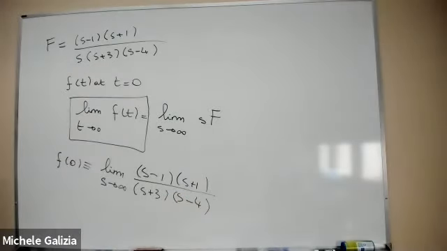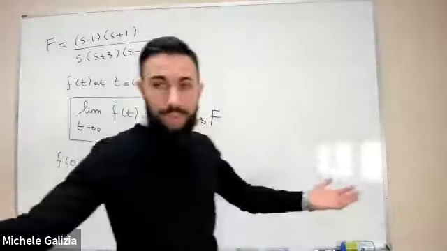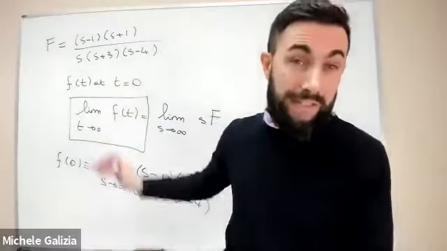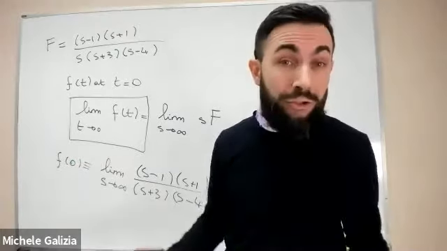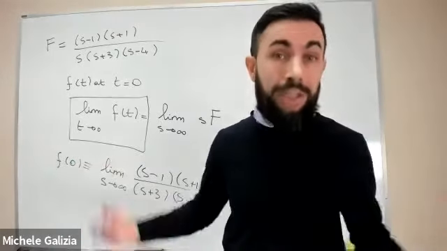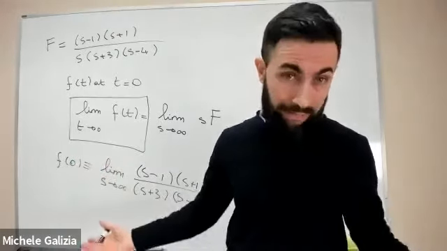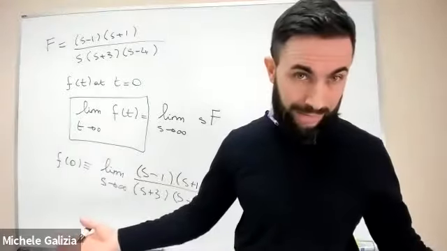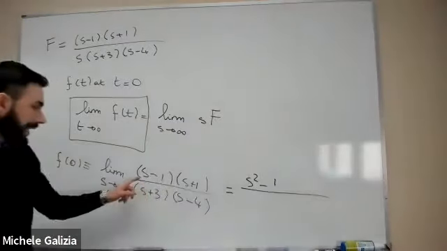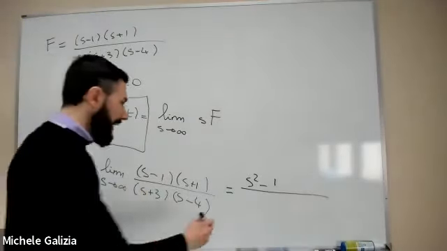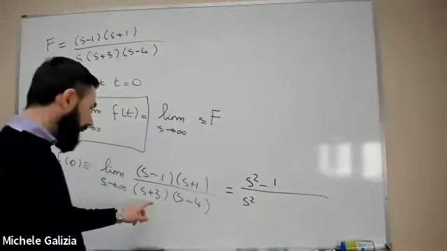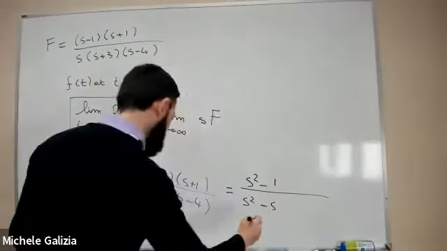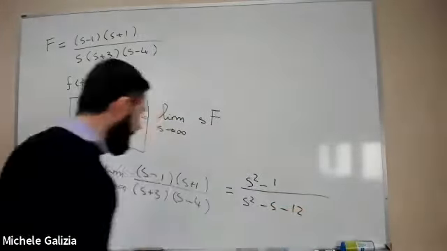Makes sense for everyone? Yes. So simply, this is what engineers have to do. This is what engineers are for. Engineers are to simplify problems, not to complicate problems. So this is s squared minus 1 divided by s squared minus s minus 12.